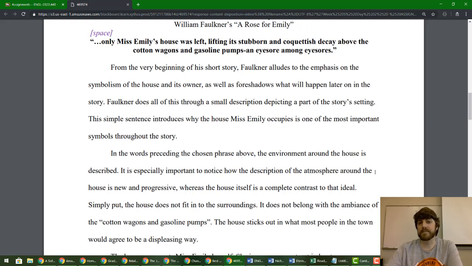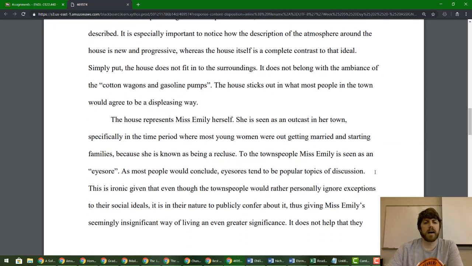It's very well put. But the surroundings are new and progressive, the house old, and I think, okay, she's about to compare Miss Emily to it. The house represents Miss Emily herself. Shocker. She is seen as an outcast in her town, specifically in the time period where most young women were out getting married and starting families, because she is known as being a recluse. To the townspeople, Miss Emily is seen as an eyesore.